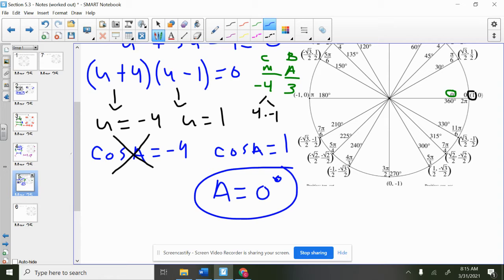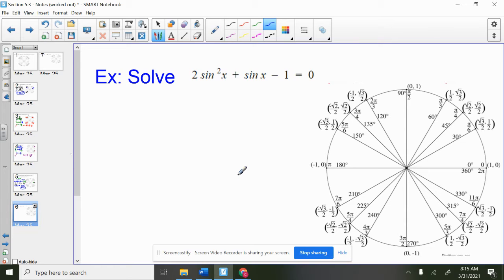Now, if you say 0 and 360, remember 0 and 360 are technically coterminal, which means they represent the same terminal side with the same coordinates. Not necessarily wrong, but sometimes, like we've done previously, we said between 0 and 360, including 0 and not including 360. Okay, next one. 2 sine squared plus sine minus 1.